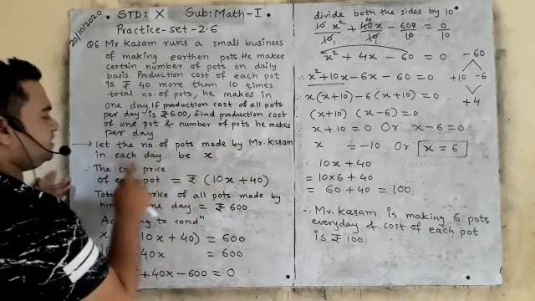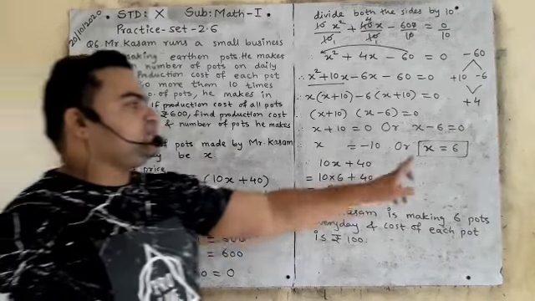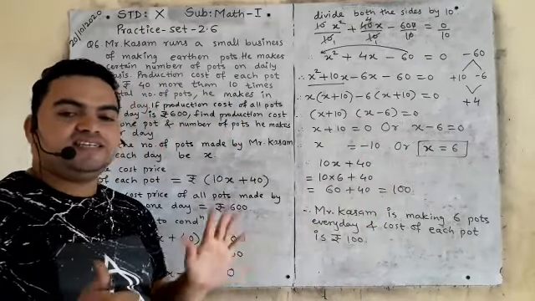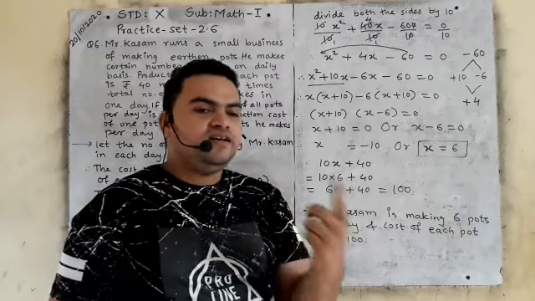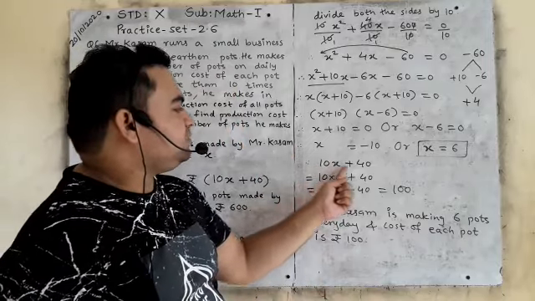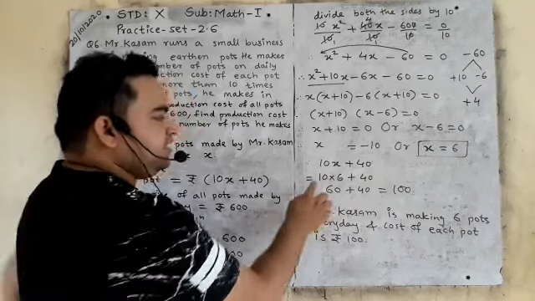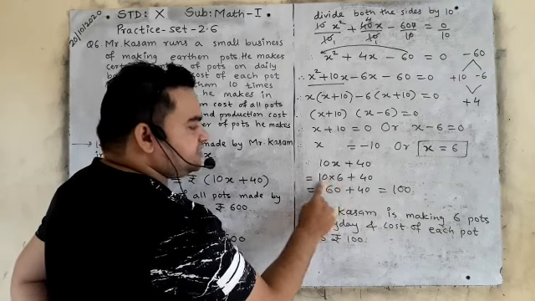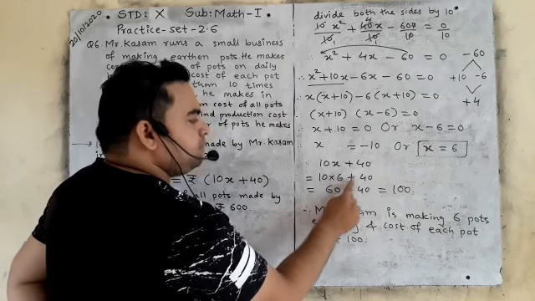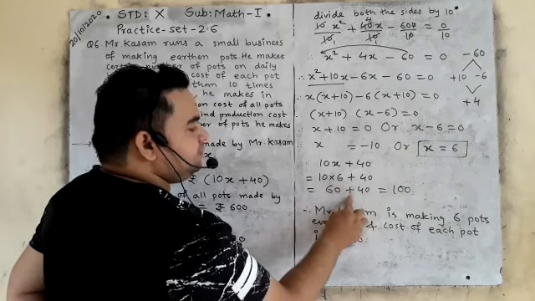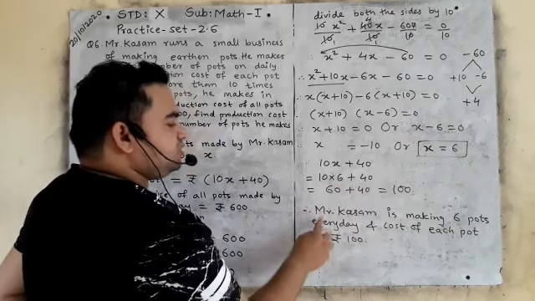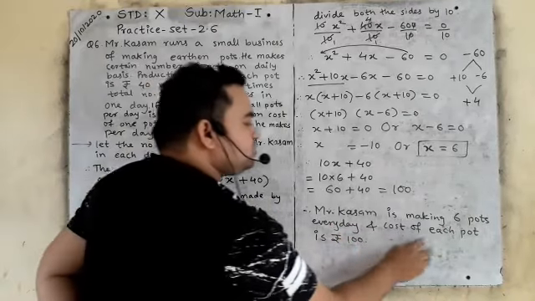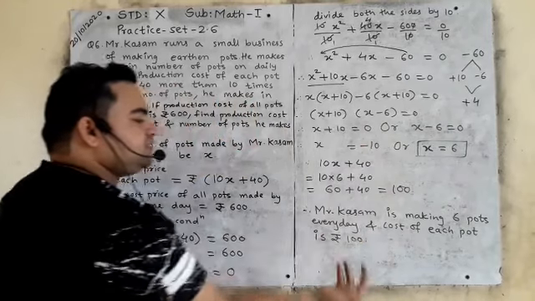See here, X is the number of pots made by Mr. Kasam in each day. How many pots will Mr. Kasam make every day? 6 pots. And how much rupees does he earn every day? 600. So what is the cost of one pot? 100. Very easy. See, 10X plus 40. 10 multiplied by the number of pots he will make, 6, plus 40. So 10 times 6 is 60 plus 40 is equals to 100. So Mr. Kasam is making 6 pots every day, and the cost of each pot is rupees 100.